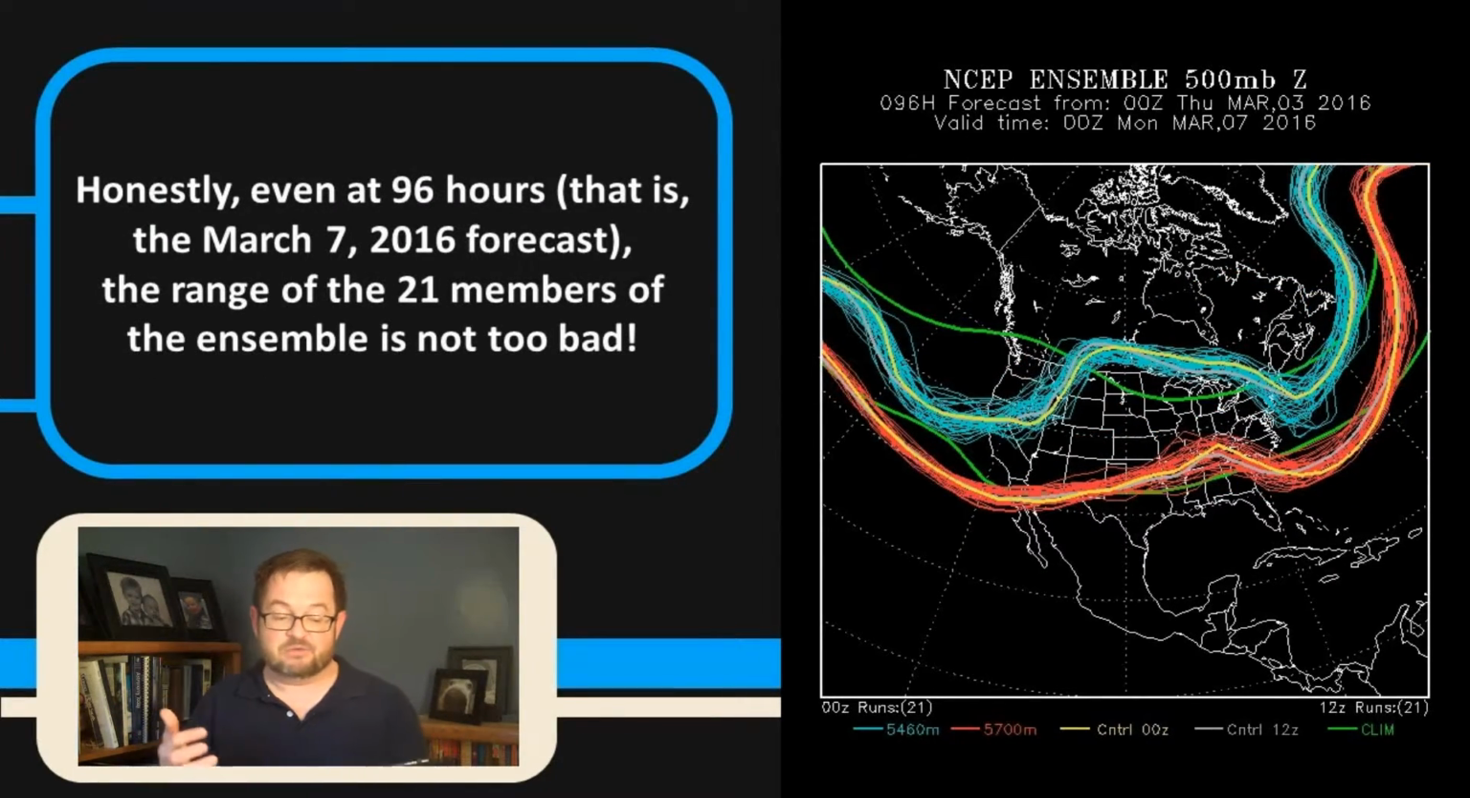Even at 96 hours out, the 21 members don't actually have a huge difference in their forecast. You can see that the 21 blue contours are starting to get a little more spread out, and the 21 red contours are starting to get a little spread out. The 21 different versions of the model are starting to diverge. They're starting to show slightly different forecasts.